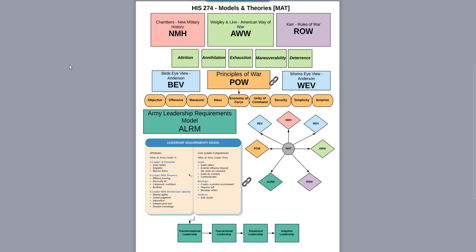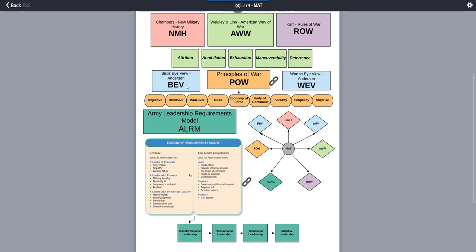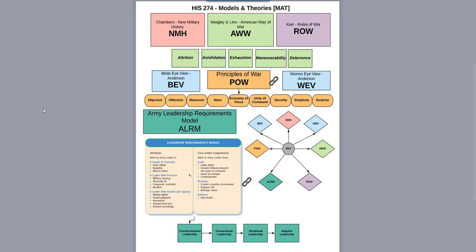This is one of our essential concepts, MAT, Models and Theories. Again, its short name is MAT. This schematic, which I also share with you as a link on our course page, is really the key to the course in many respects.